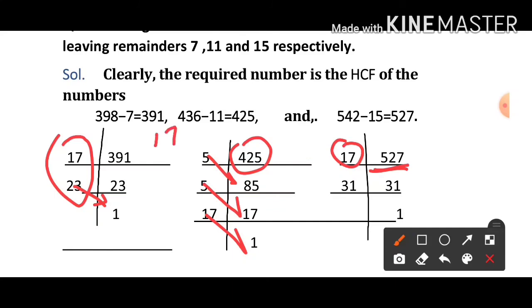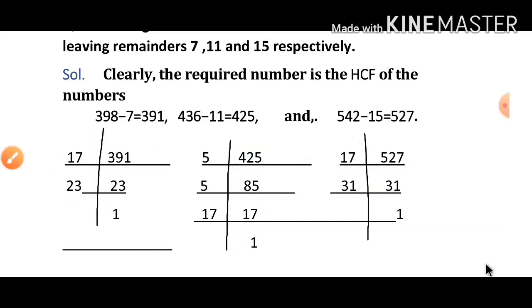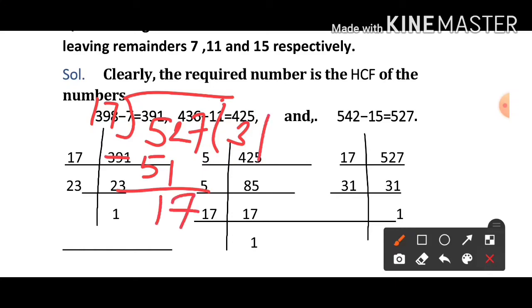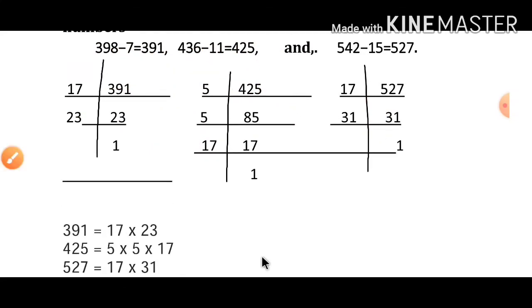So divide 527 by 17. You will get 31. 17 threes are 51, 1 17 and 17 ones are 17. So you can see that 527 is divisible by 17 how many times? 31 times. So right here 31. Then again 31 ones are 31. Now the next step is to write all the prime factorizations of these numbers. So 391 is 17 into 23, 425 is 5 multiply 17, and 527 is 17 into 31.